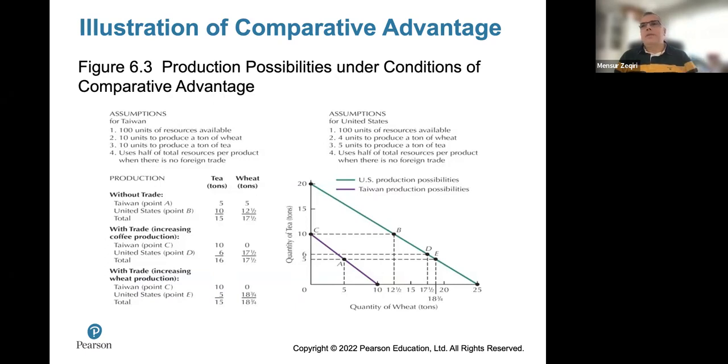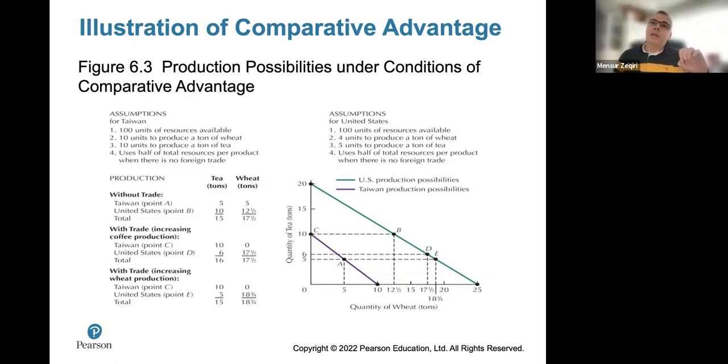On the other side, if you look at the United States, they can produce 10 tons of tea and 12.5 tons of wheat, which is the point B that you can see here, with the available resources that we have here. So although we can see from this figure that the United States mainly has an absolute advantage in producing both of the commodities compared to Taiwan, because they can produce, in this example, much more cheaply and efficiently.